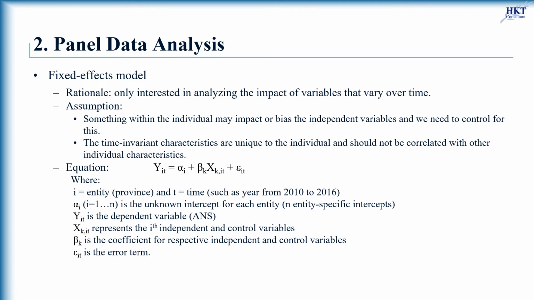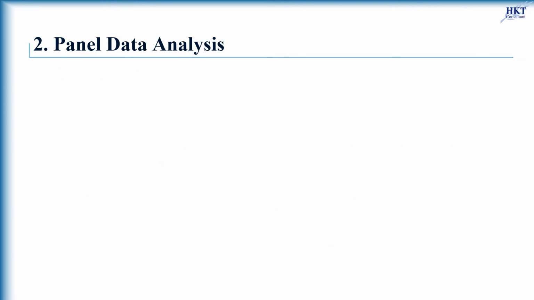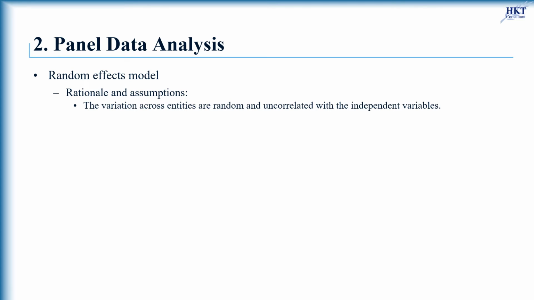The equation for the fixed effects model becomes as here. In the random effects model, the rationale is that the variation across entities is assumed to be random and uncorrelated with the independent variables included in the model. Random effects assume that the entity's error term is not correlated with the independent variables, which allows for time-invariant variables to play a role as independent variables.